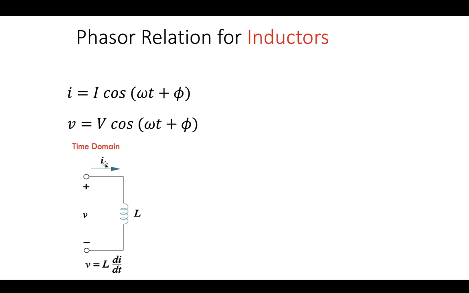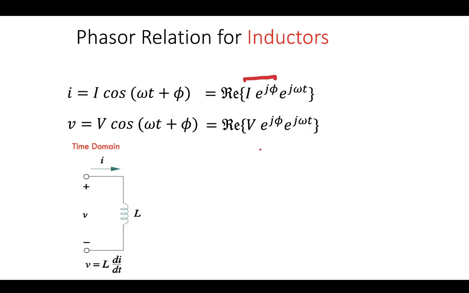Now, in order to apply the phasor relationship, we want to convert this cosine into the real part of something using that Euler relationship. And that's kind of the heart of the phasor relationship. So we would be able to convert our cosine waves with the omega t dependence into this expression that contains the real part. Now, in this expression, we can see that both the I and the e to the j phi, and the V and the e to the j phi, right? These don't contain the omega t part.